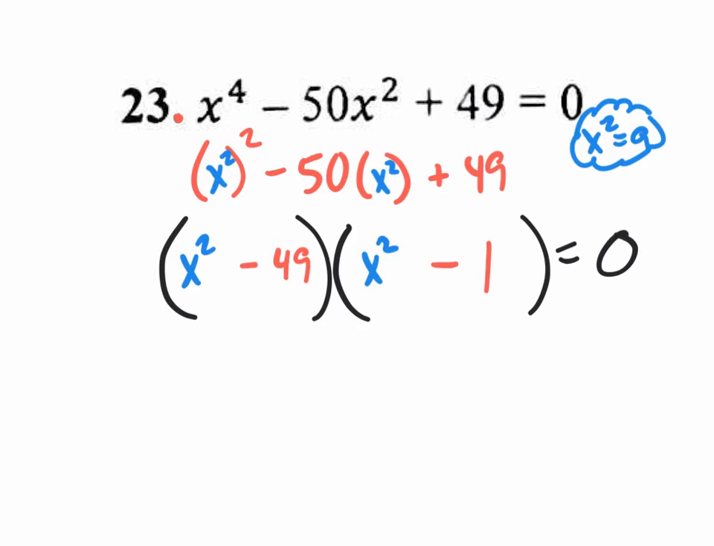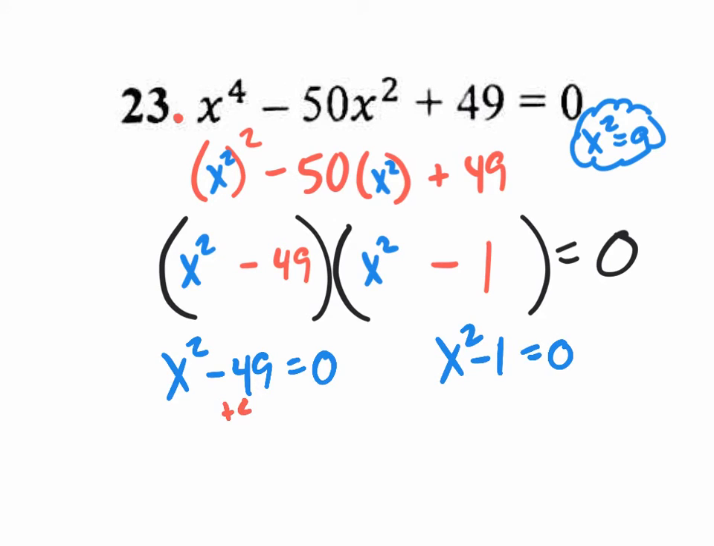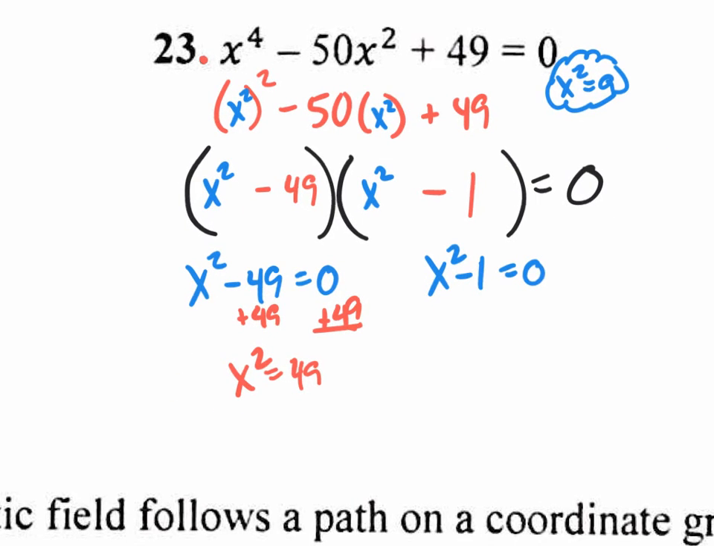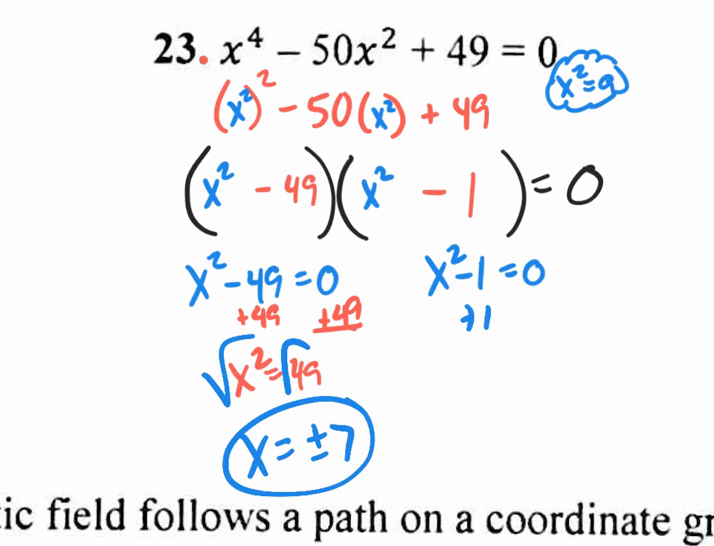Split right now? Okay, if we split right now, it'll be x squared minus 49 equals 0. It'll be x squared minus 1 equals 0. So you're going to go plus 49. You're going to have x squared equals 49. Plus or minus 7, right? You're going to square root, x equals plus or minus 7. That's actually 2 answers. Over here, same deal, plus 1, plus 1. You're going to have x squared equals 1, square root, x equals plus or minus 1.